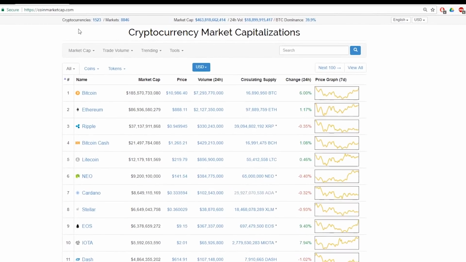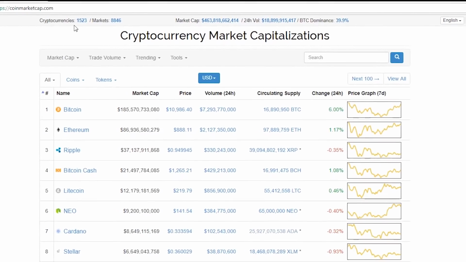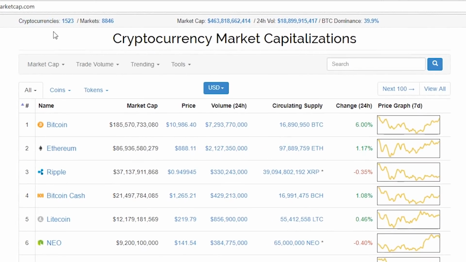So the first thing is up in the top left here, you will see cryptocurrencies. So you see it says 1,523. Now that's the amount of cryptocurrencies currently out there on the open market. Now this number changes frequently.